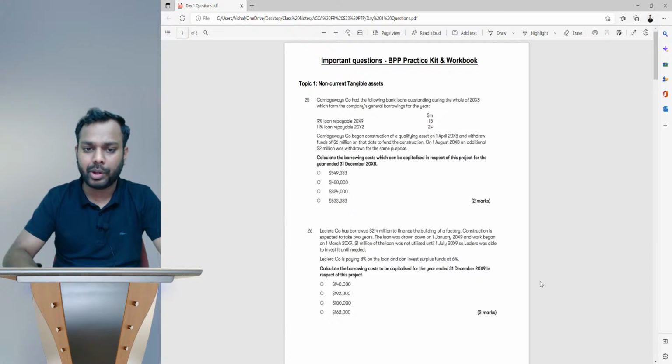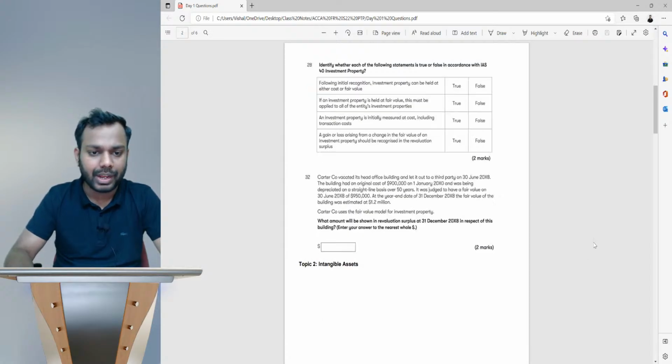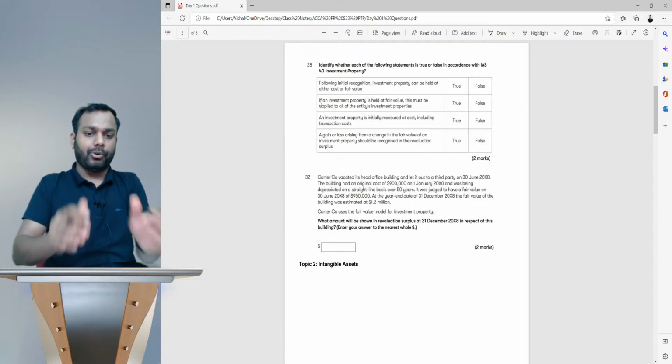Question number 26 is specific borrowing. You can solve on your own. Now moving on to the next. Let's solve question number 28.